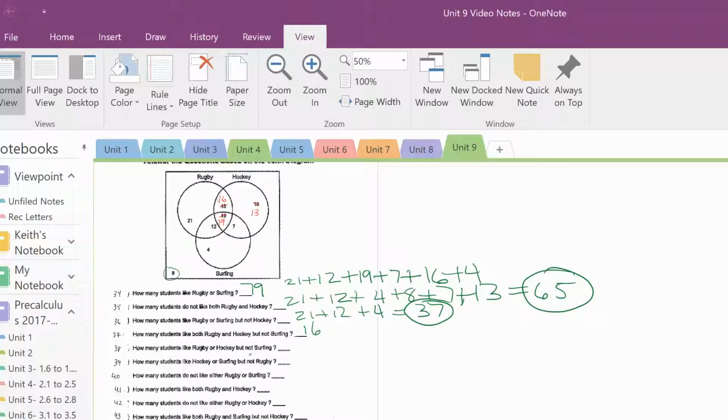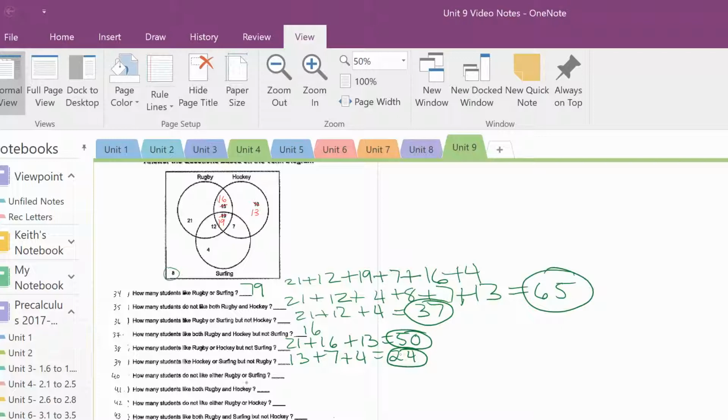How many students like rugby or hockey but not surfing? They can like either one of these but not the surfing, so you take that away. It would be 21 plus 16 plus 13, and that would give you 50. How many students like hockey or surfing but not rugby? That takes away all of these in here. So it's just 13 plus 7 plus 4, which is 24.